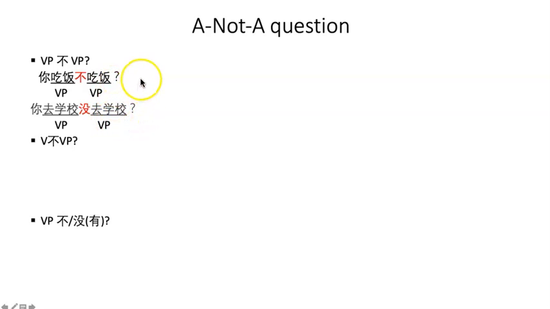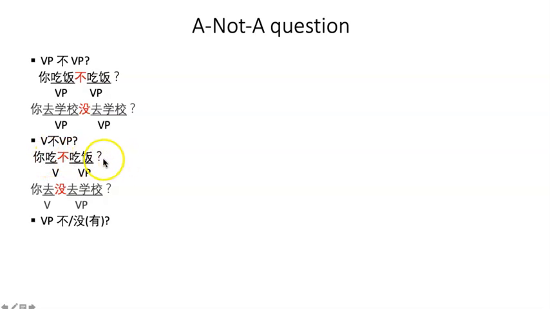Did you go to school? And are you having dinner? We can see it can be answered by yes or no, an affirmative or negative response. So this is the first subtype of the formal pattern, VP 不 VP, repeating the entire verb phrase. The second type is V 不 VP, V not VP. Let's look at a similar pair of examples.